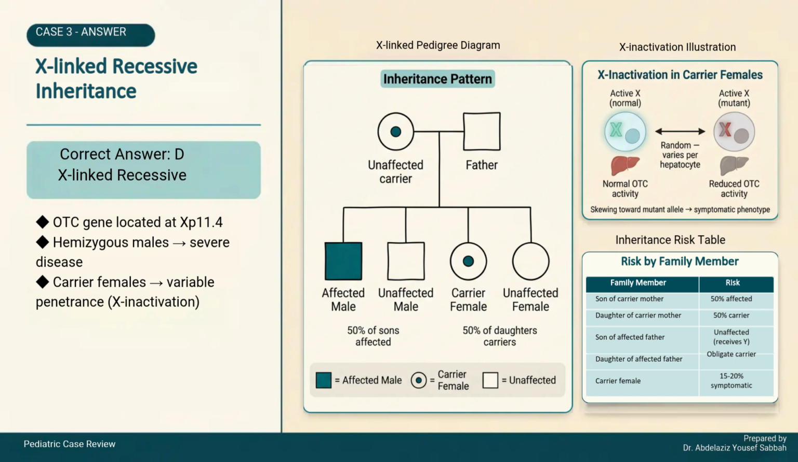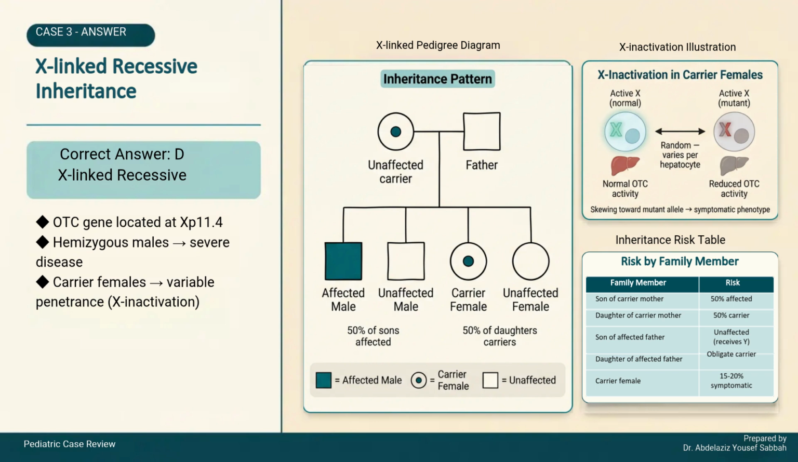The OTC gene sits at Xp11.4. Hemizygous males carry a single affected X and tend to have severe early disease. Carrier females are variable. Random X inactivation means some have enough normal OTC, while others, with skewing towards the mutant allele in hepatocytes, become symptomatic. Roughly 15 to 20% of carrier females develop hyperammonemia.